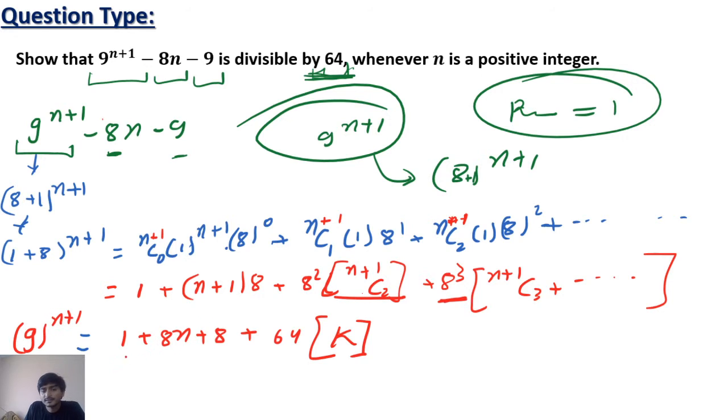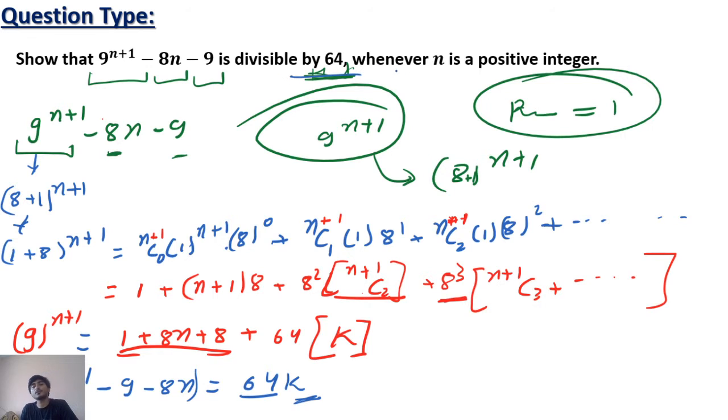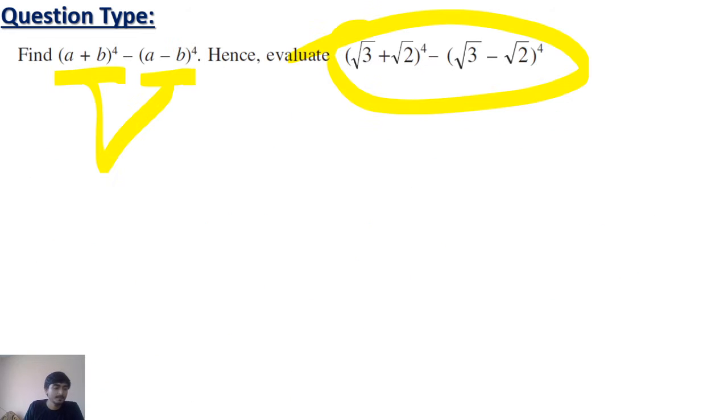Now if I bring all these terms to the other side, this will become 9 to the power n+1 minus 9 minus 8n is equal to 64k. Okay, so if we divide this by 64, it will always give a value of k, not leaving any remainder. So that's why it is completely divisible by 64, wherever n is a positive integer.